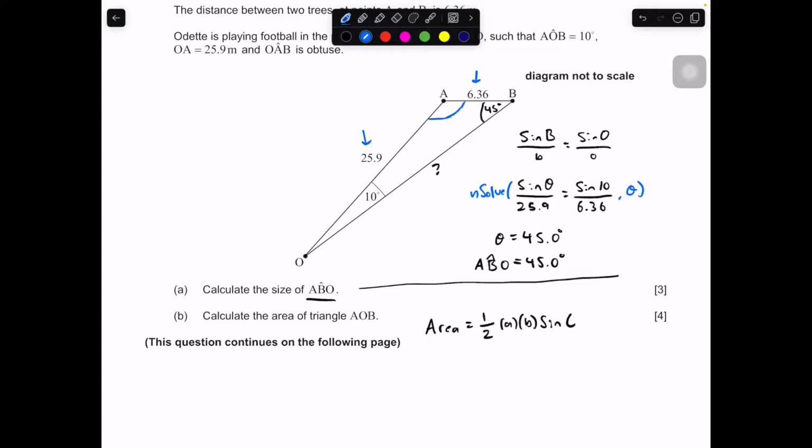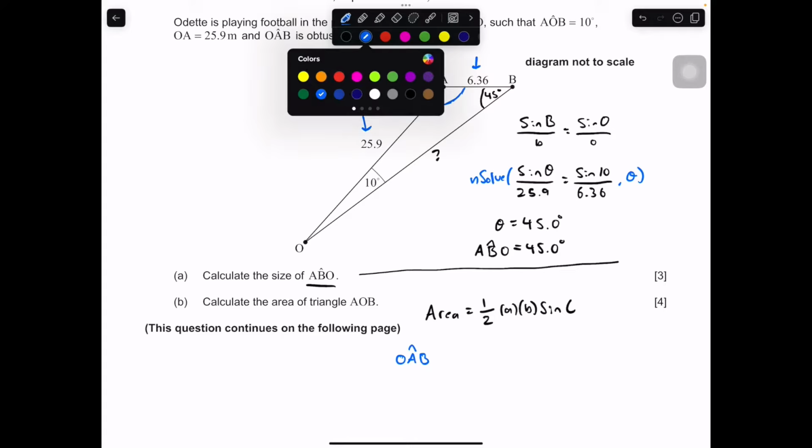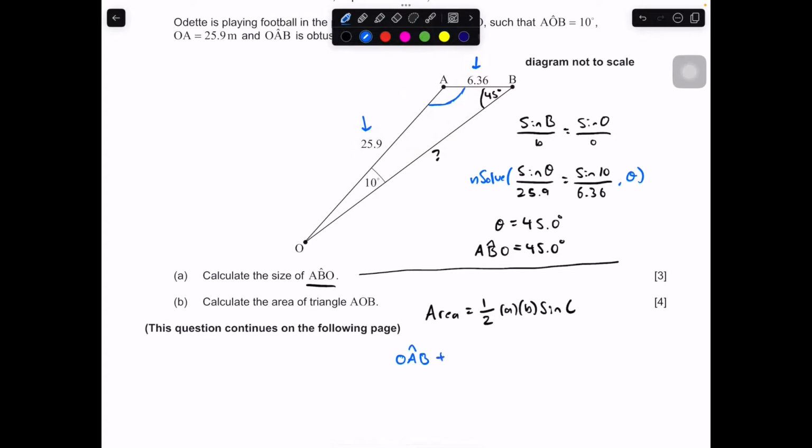So let's go ahead and find angle OAB. And what is angle OAB going to be equal to? How can we write this out? We know that 10 degrees plus 45 degrees plus OAB is going to equal 180 degrees. So maybe that's the method that we should use. So OAB plus 10 degrees plus 45 degrees is going to be equal to 180. And if you want, instead of writing OAB, you can just call it x.